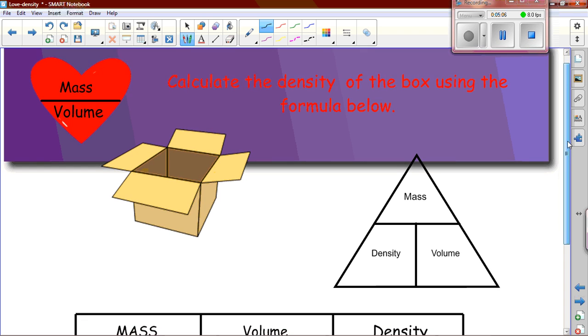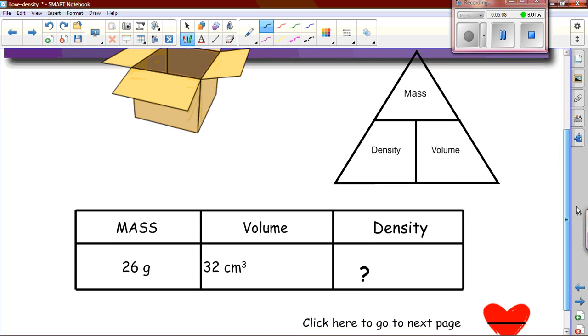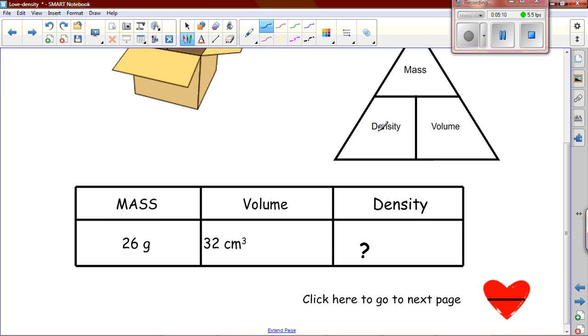So calculate the density of the box using the formula below. Of course, we know the formula. Again, density would equal mass over volume. So in this case, the mass of the box is 26 grams, and the volume of that box is 32 centimeters cubed.